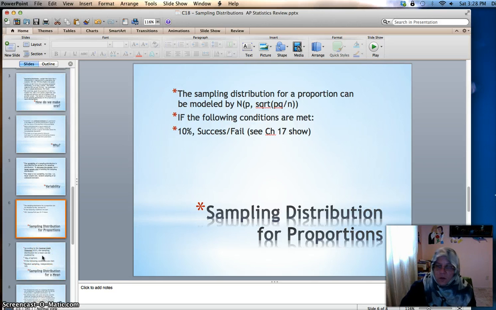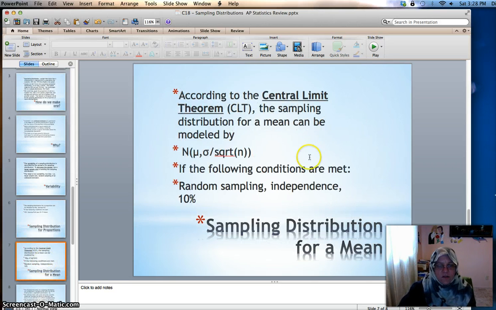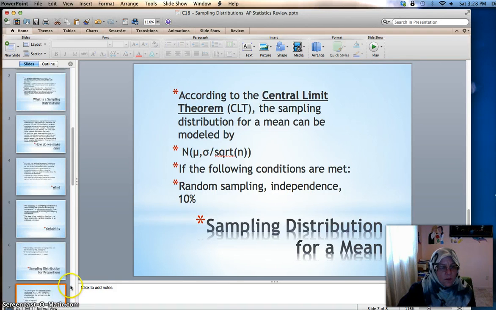Well, we did inference for proportions. We also did inference for means. So what is the sampling distribution for a mean? How can we model it? Well, according to the central limit theorem, CLT, which is considered like the fundamental theorem of statistics, the sampling distribution for a mean can be modeled by the normal model with the center at the true population mean with a spread of the true population standard deviation sigma divided by the square root of n. Now that's true if the following conditions are met. We have random sampling, and then we have independence and 10%. Okay, so same conditions that you are familiar with.